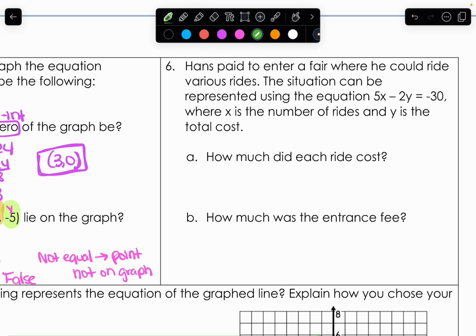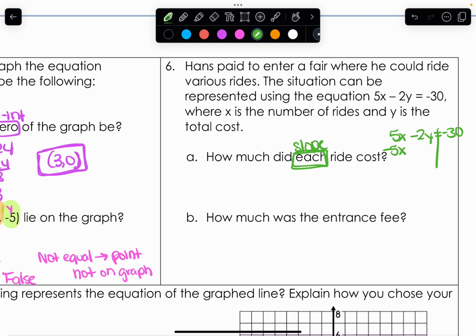The next one, Hans went to the fair. Part A is asking how much did each ride cost. The word each is a word that represents the slope, but you cannot tell me what the slope of the line is when your equation is still in standard form. So the only way to answer that would be to solve for y.